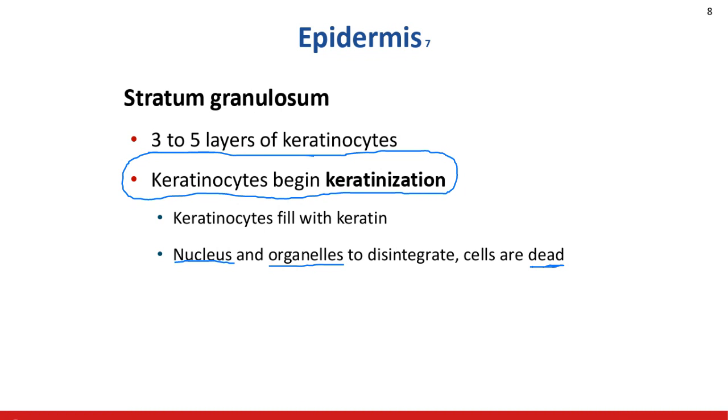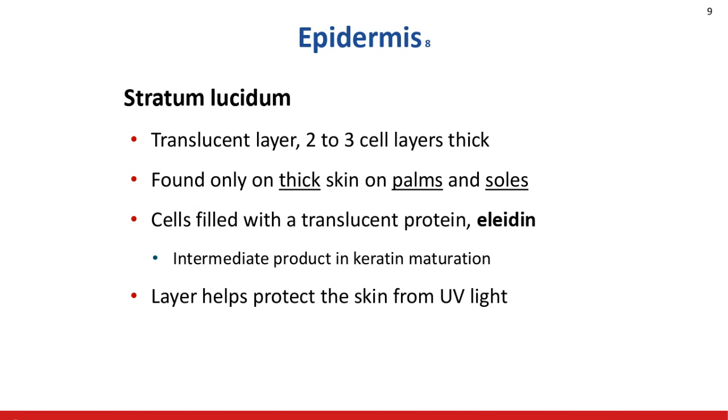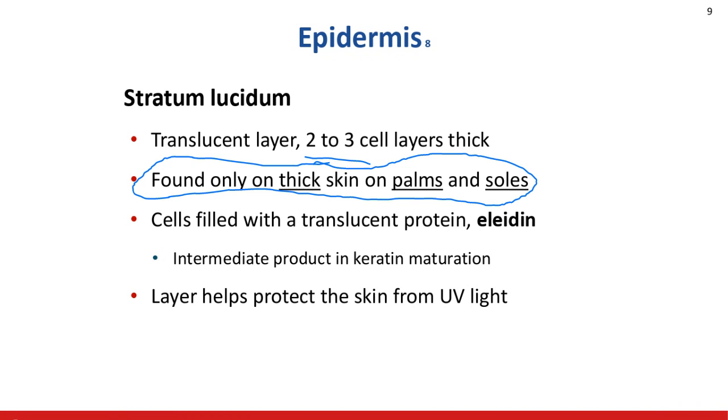All right. The next layer, and this is important that you know this one, is the stratum lucidum. Again, it's another thin layer, 2 to 3 cell layers thick. But here's an important fact. You will only see this layer in thick skin. Where's thick skin? Palms and soles. That's it. Those are the only 2 places where thick skin is located: the palms of your hands and the soles of your feet.